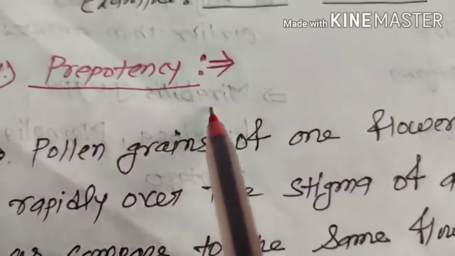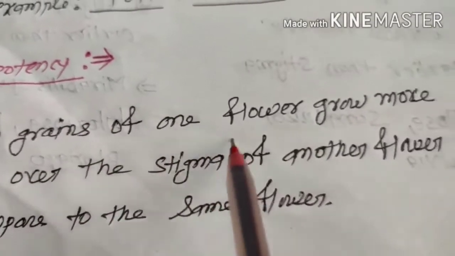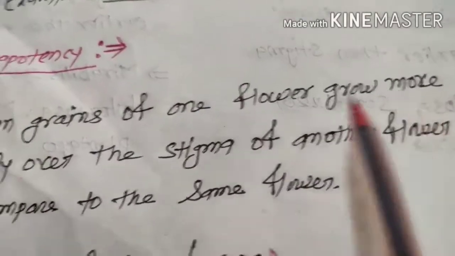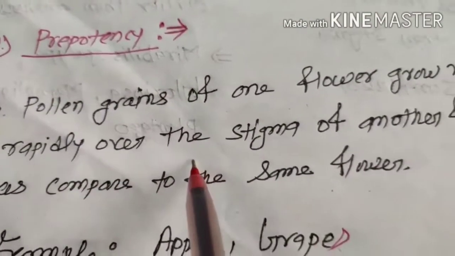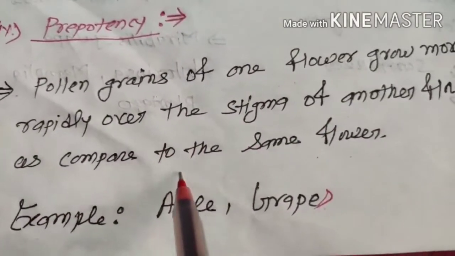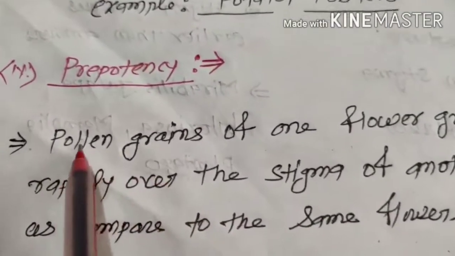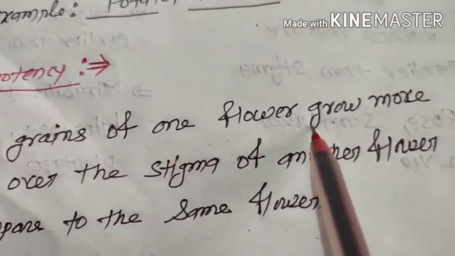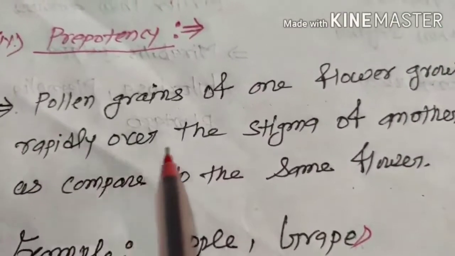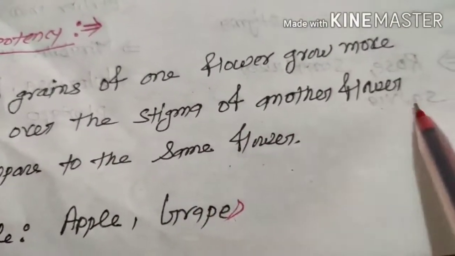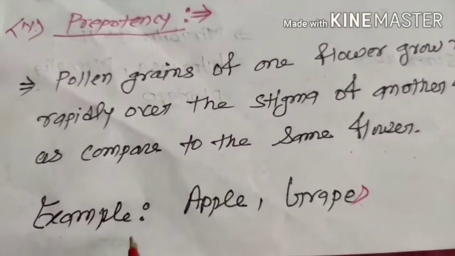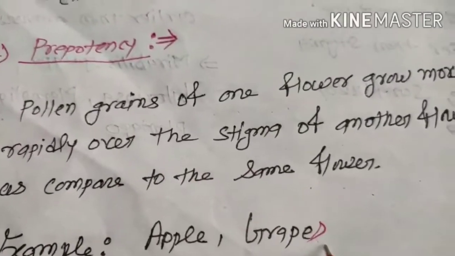The next device is prepotency. In the case of prepotency, pollen grains of one flower grow more rapidly over the stigma of another flower as compared to the same flower. Again, pollen grains of one flower grow more rapidly over the stigma of another flower as compared to the same flower. Examples are apple, grapes.